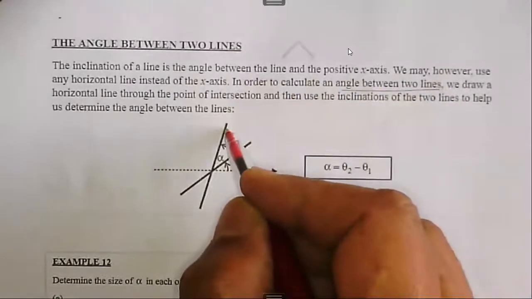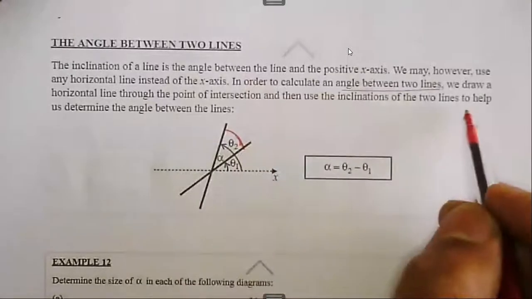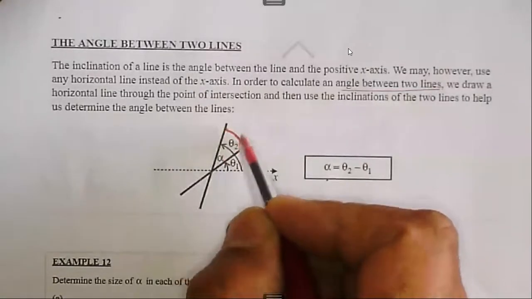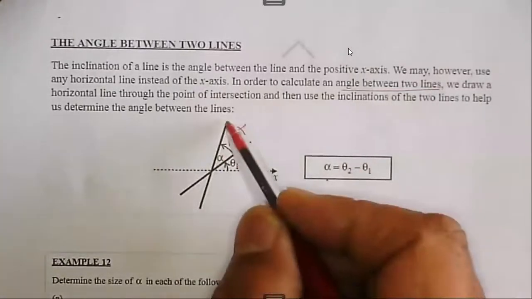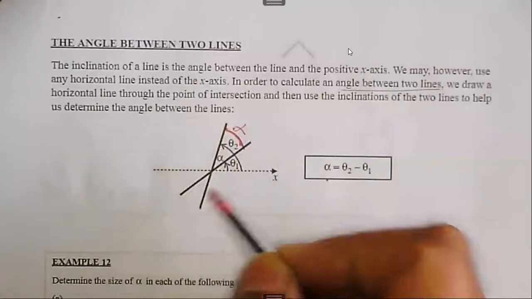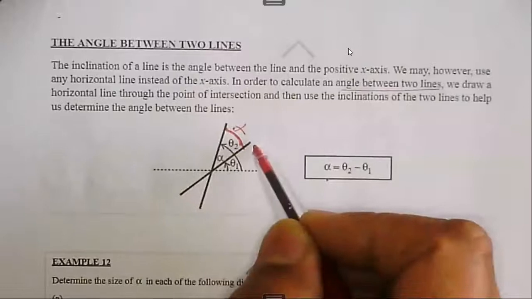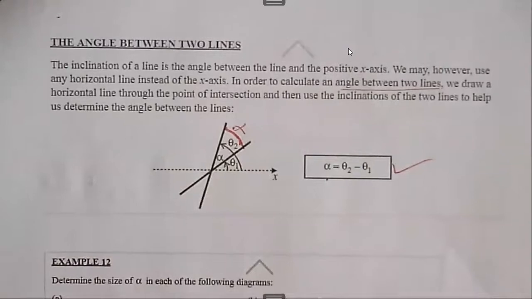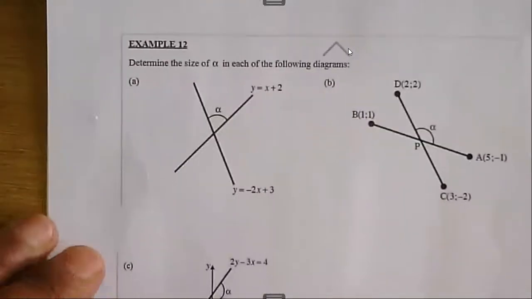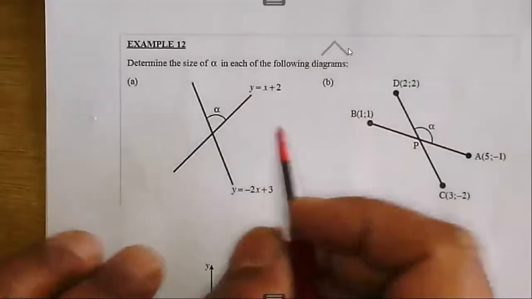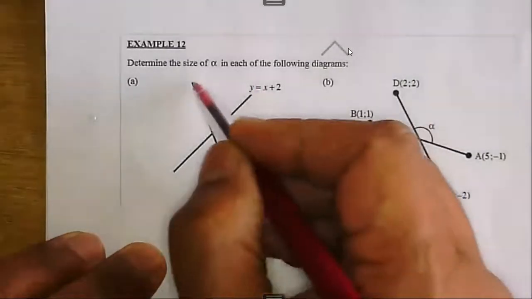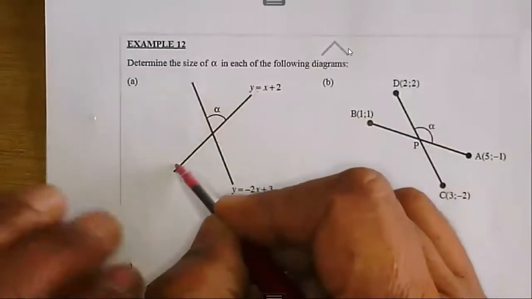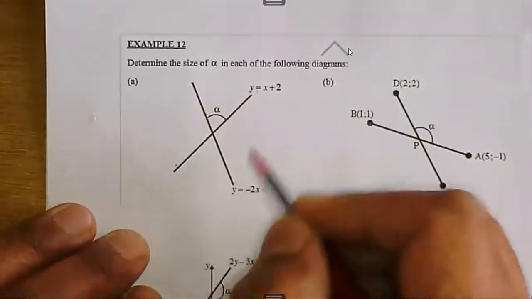So this is what we want: the angle between the two lines. That will help us a lot. The formula is, we call this angle alpha. What you do is, gradient of the first line minus gradient of the second line. So it's the bigger gradient minus the smaller gradient. Let's look at the first example quickly. Example 12a. So this is the one line and there's the other line. I need this line's gradient and that line's gradient to find alpha.